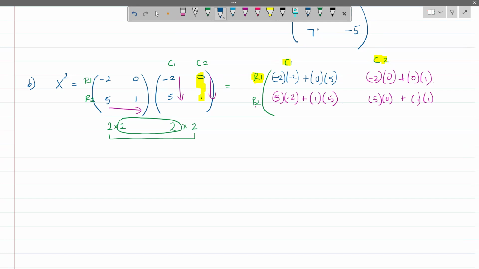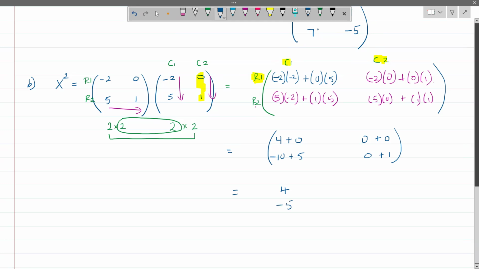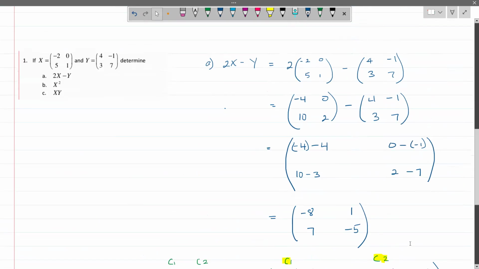And then we can work all of this out. Right? -2 by -2 will give me 4. 0 by 5 will give me 0. 0 by 2 will give me 0. 0 by 1 will give me 0. Underneath here again, -10 plus 5. I get 0 plus 1 here. 4 plus 0 will give me 4. Minus 10 plus 5 will give me -5. 0 plus 0 will give me 0. 0 plus 1 will give me 1. This here is my value for x squared. Yeah, we okay with that?